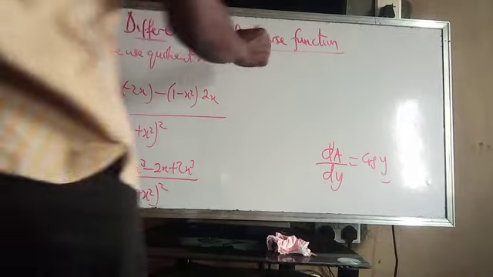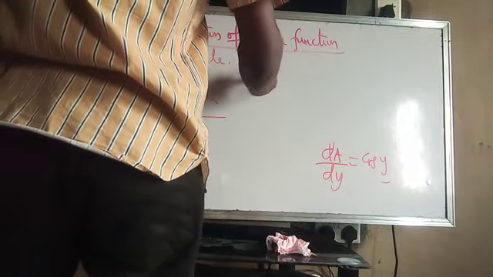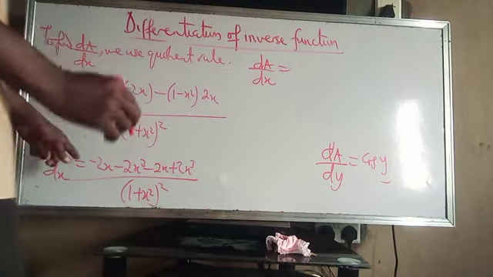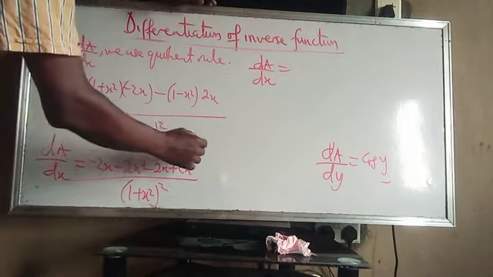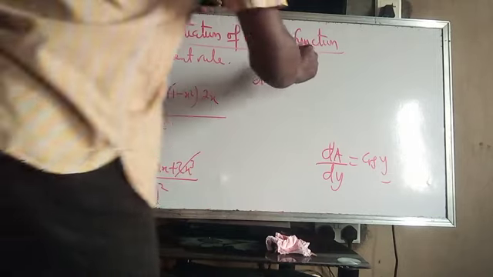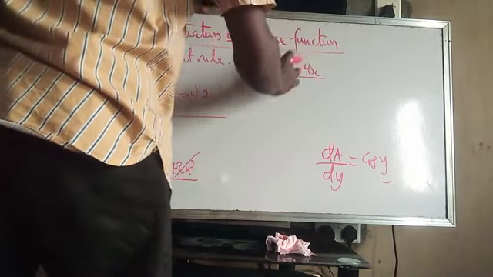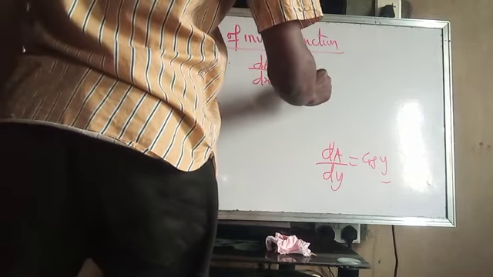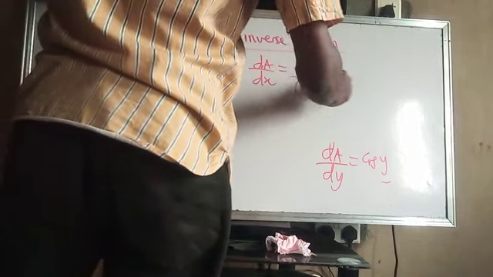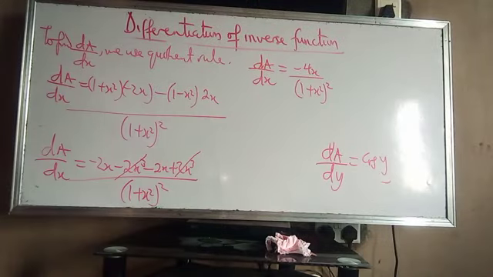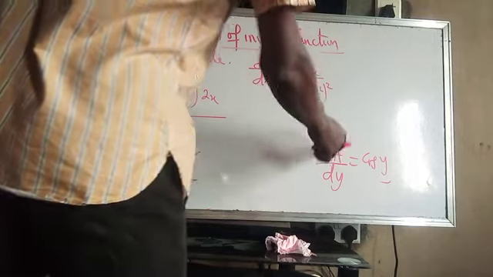So what next? dA/dx will now be, this will cancel this. I will have minus 4x all over 1 plus x squared all squared. Yes, minus 4x all over 1 plus x squared all squared. Beautiful.